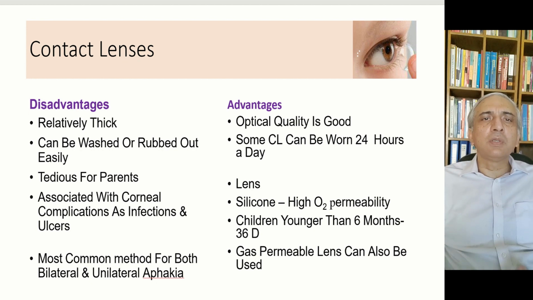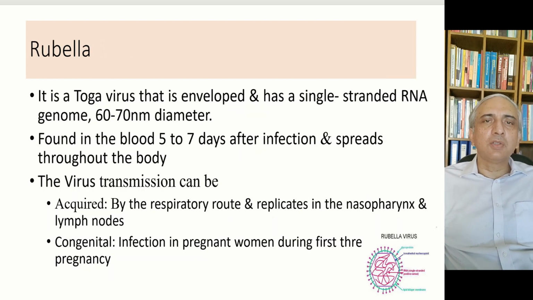Then we come on to a disease which is called rubella or German measles. It is a togavirus that is enveloped and has a single-stranded RNA genome, 60 to 70 nanometers. It is found in the blood for 5 to 7 days after infection and spreads throughout the body. The virus can be acquired by the respiratory route, and it replicates in the nasopharynx and lymph nodes. Congenital infection in pregnancy is passed by the mother onto the child.